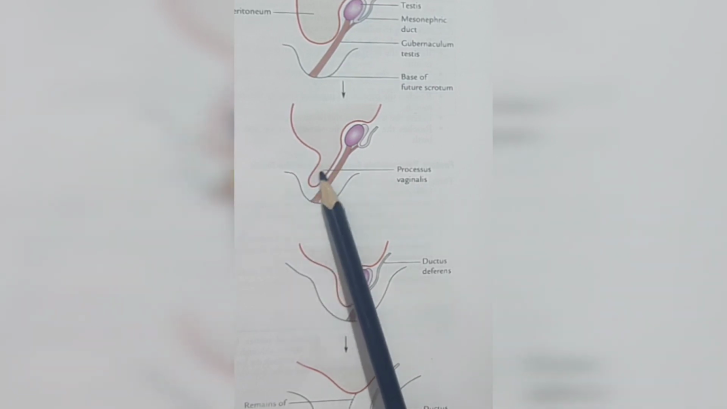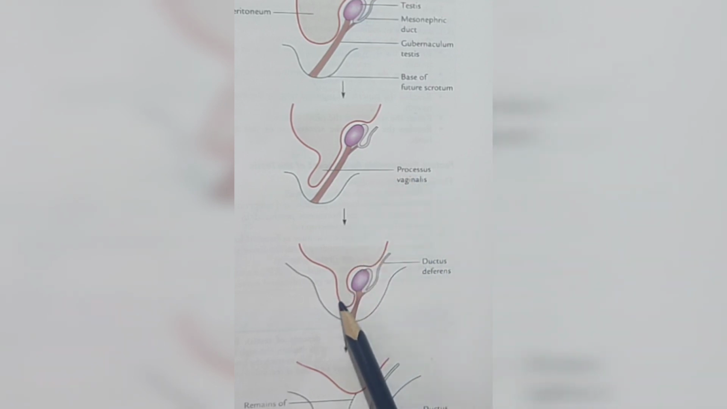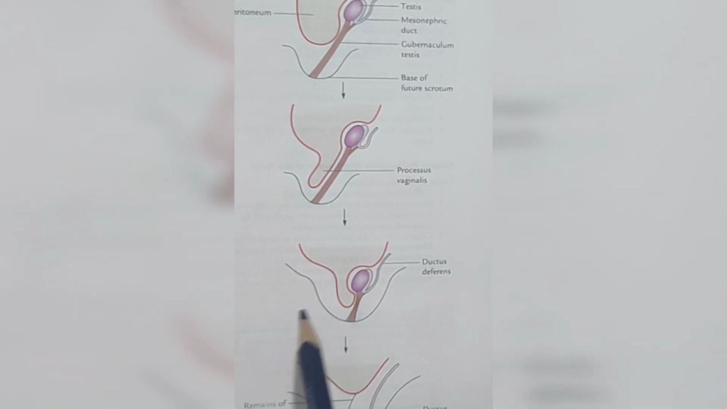Just after this peritoneal fold or the processus vaginalis develops, there's a cord-like fibromuscular band which we call gubernaculum testis that develops, and it connects the lower pole of the testis and the mesonephric duct, and goes and gets attached to the base of the scrotum. Coming to the later stage, that is in stage D, we see the remains of the processus vaginalis. The peritoneal fold later forms the tunica vaginalis.